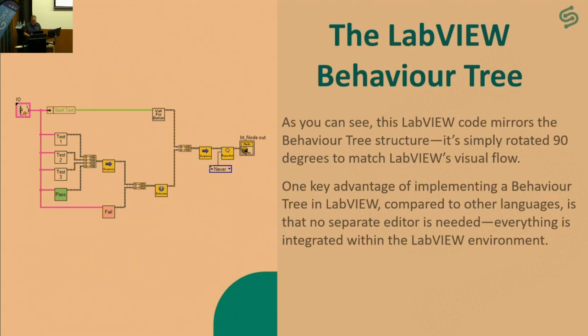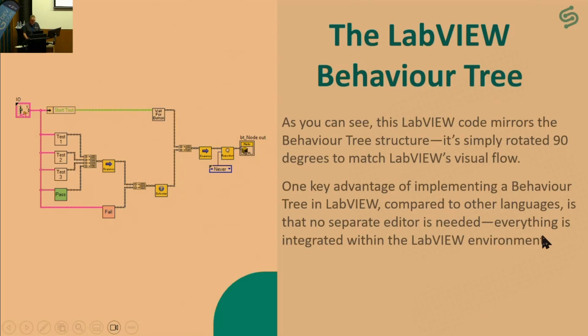Okay. But what does this look like in LabVIEW? This is what the actual behavior tree will look like in LabVIEW. As you can see, it mirrors it. It's simply rotated by 90 degrees. So you have to have the code with your head at a funny angle to get it to look the same. I did rotate it at one point, but I left it out.